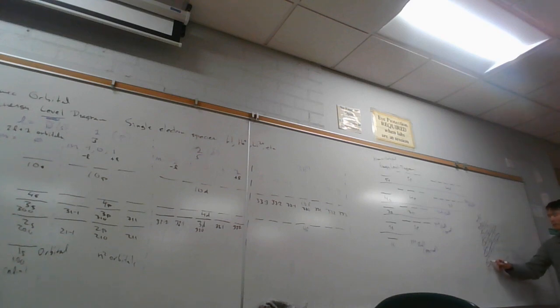6s, 4f, 5d, 6p, stops. The seventh shell: 7s, 5f, 6d, 7p, stop, and then stops at 8s. So the 5f actually goes into the seventh shell. Where's the 5g at? Eighth shell. Do you see that?